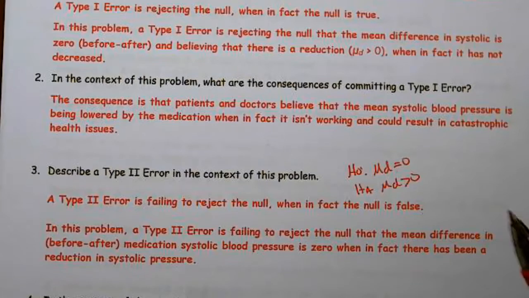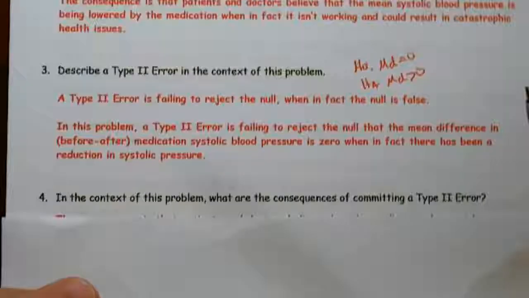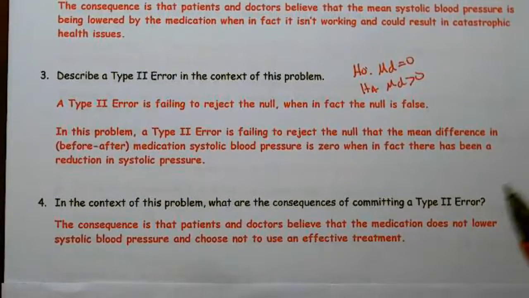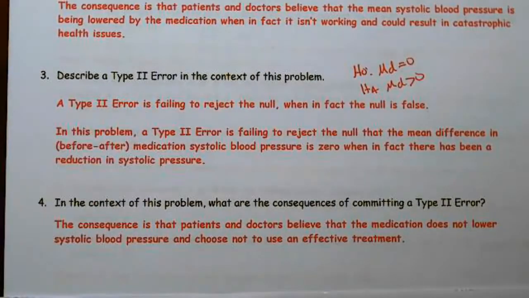In the context of this problem, what are the consequences? Because remember, we always have to have the consequences. The consequence is that patients and doctors believe that the medication does not lower blood pressure and choose not to use a medicine that is effective for treating blood pressure. So in other words, they're missing out on a blood pressure medicine that works because they believe it isn't working.